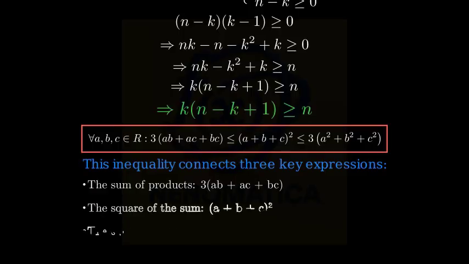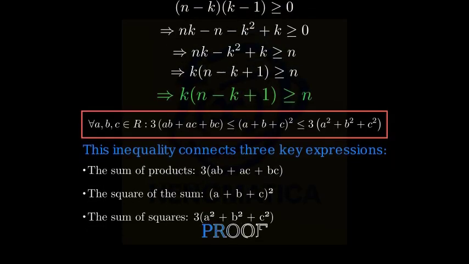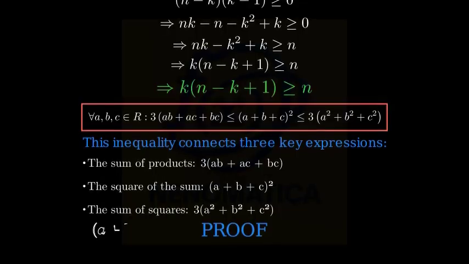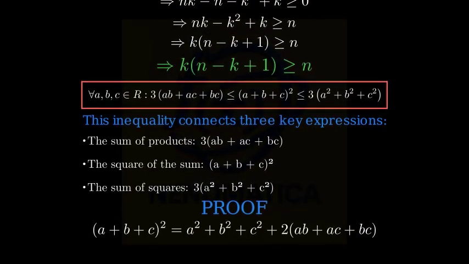This is another powerful inequality that relates the sum of products, the square of a sum, and the sum of squares. Let's start the proof of this second theorem. First, let's expand the square of the sum. The square of (a plus b plus c) equals a squared plus b squared plus c squared plus 2 times (ab plus ac plus bc).